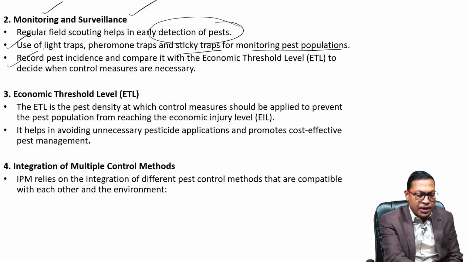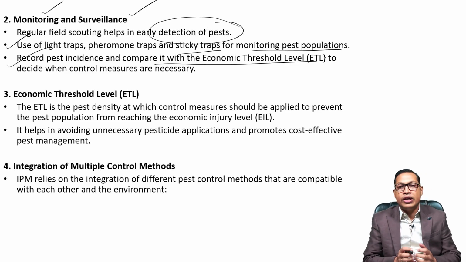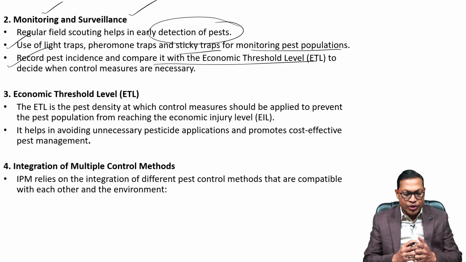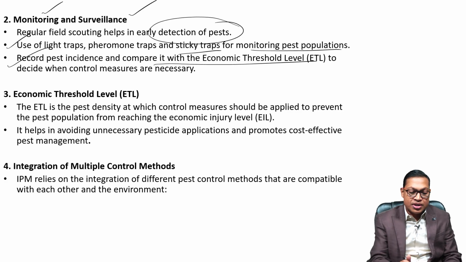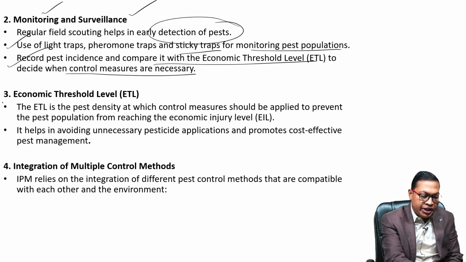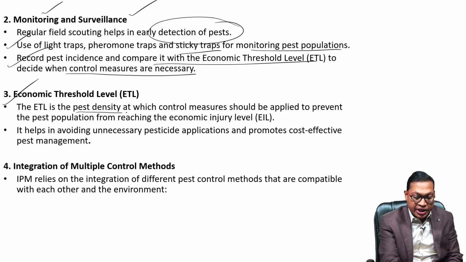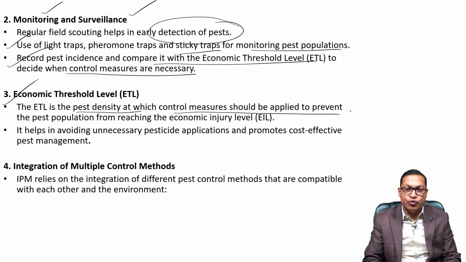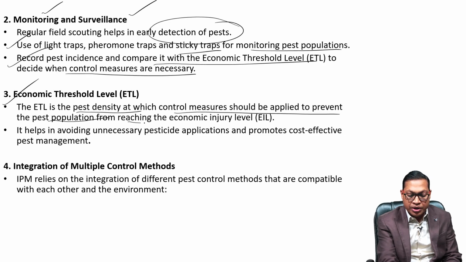Then record the pest incidence and compare with the ETL, economic threshold level, so that we can decide when control measures are necessary. Whether it is required to go for control measures, or it can be managed without control measures. So, we will know about the ETL, economic threshold levels. After monitoring and surveillance, we will go for the ETL. ETL is the pest density at which control measures should be applied to prevent the pest population from reaching the economic injury level.